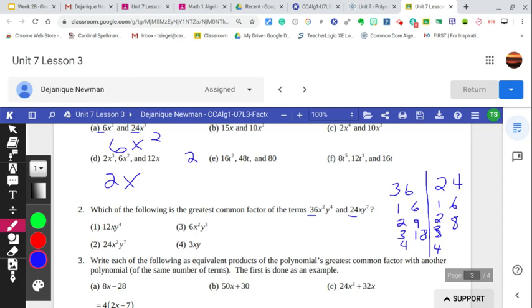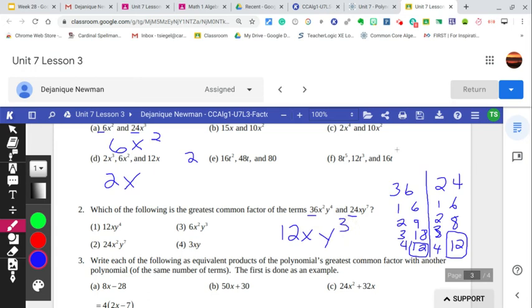Oh, or did I forget one? What about 12? 12 goes into 36 and 12 also goes into 24. So this is the greatest common factor. All right, and so it's 12. X squared and x is going to be x. And then y to the fourth and y to the seventh is y to the third.